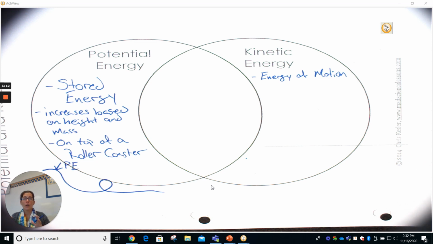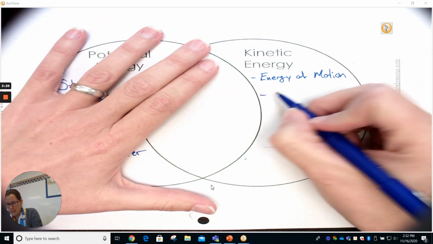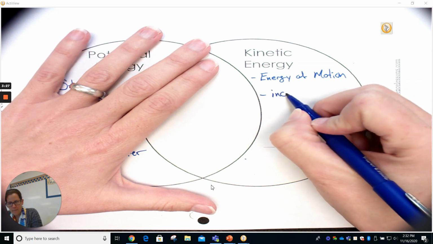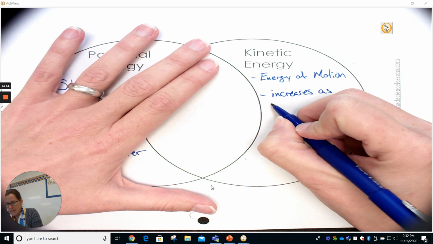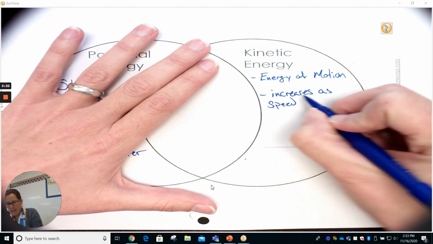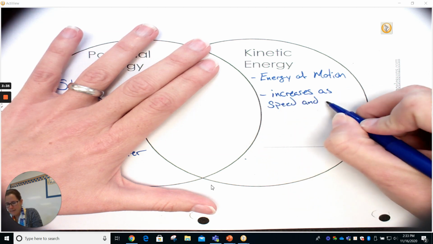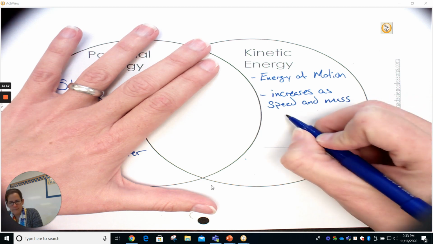So if you have a car that's going 15 miles an hour and you've got a bird that's flying 15 miles an hour, the car is going to have more kinetic energy just because it has so much more mass. Okay, so right here we're going to write increases as speed and mass increases.